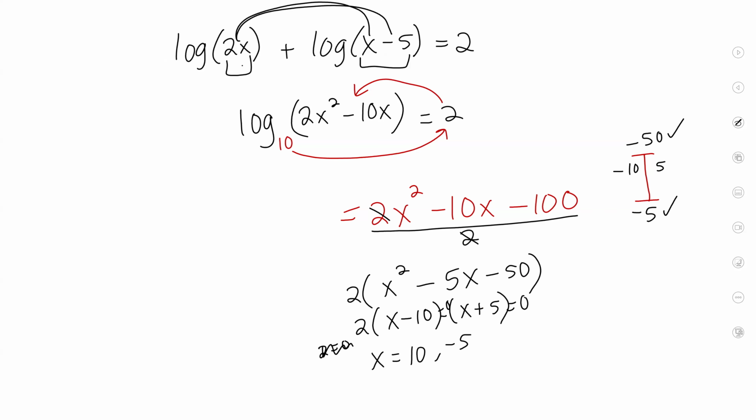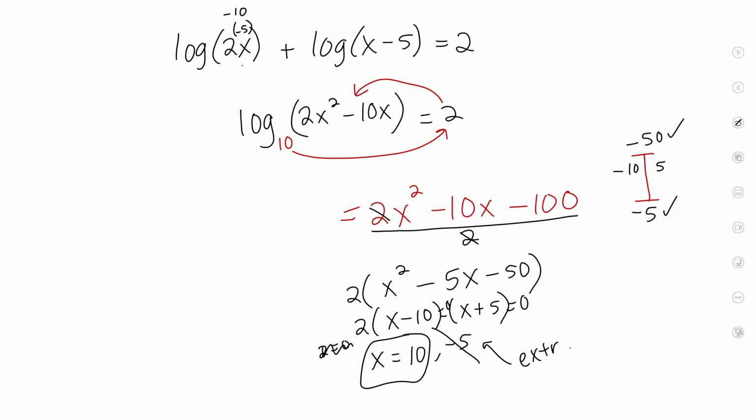Now, we have to check for extraneous solutions. So if I go back to my original problem up here, guys, go back to the original problem. If I plug in a 10, am I okay? Yeah. Okay, great. Those remain positive. If I plug in my negative 5, what happens? Is that okay? No. No, you cannot have negatives inside of a log. Your only answer is 10. The negative 5 is extraneous.